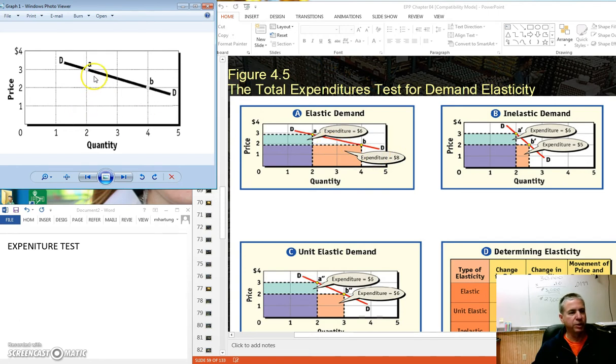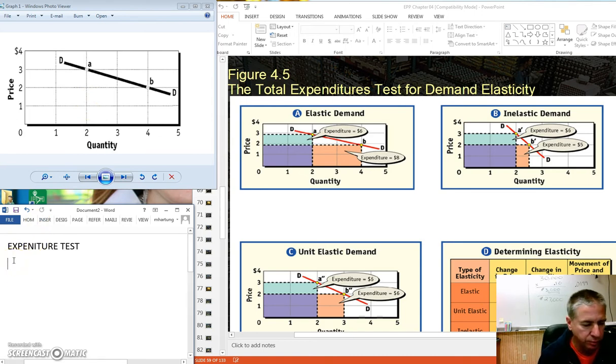Now, here's a typical situation over here in the top left you might see on a test. The question might be, is this demand curve elastic, inelastic, or unit elastic? And so, well, we can come here and we can use the expenditures test. Well, let's see here. At point A, $3, we have quantity demanded of 2. So we just do the price times quantity. It's going to be 3 times 2 equals 6. $6. Put in a dollar sign there, make it clear.